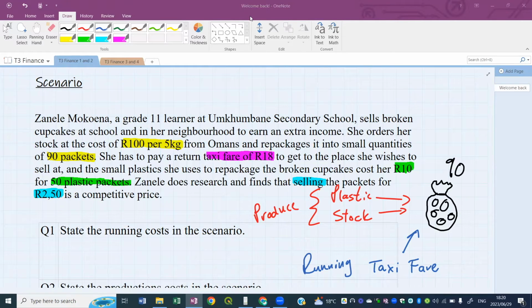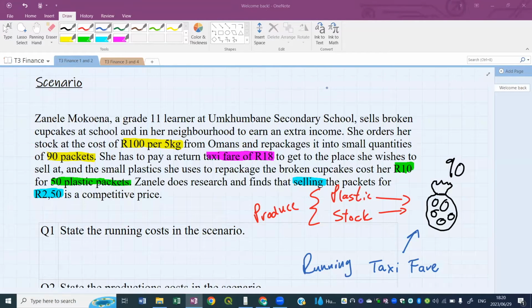So, yes, we've got two different costs here. We've got the production costs and we've got the running costs going into this. Now, this is why I said to you, it's so easy to work out a profit if you just have production costs. Because if you know how much it costs you to produce this packet of goods, you just have to increase your price to higher than your cost price, and you will start to make a profit.